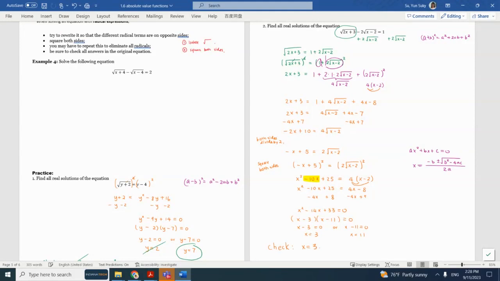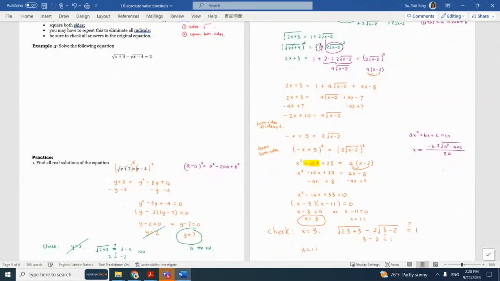Let's check x equals 3. So we plug in what? 2x, x is 3, plus 3, minus 2 times the square root of x minus 2, is it equal to 1? Okay, let's do it. 2 times 3, 6, plus 3, 9, square root of 9, 3. 3 minus 2, is it equal to 1? Yes, good. This is the solution.